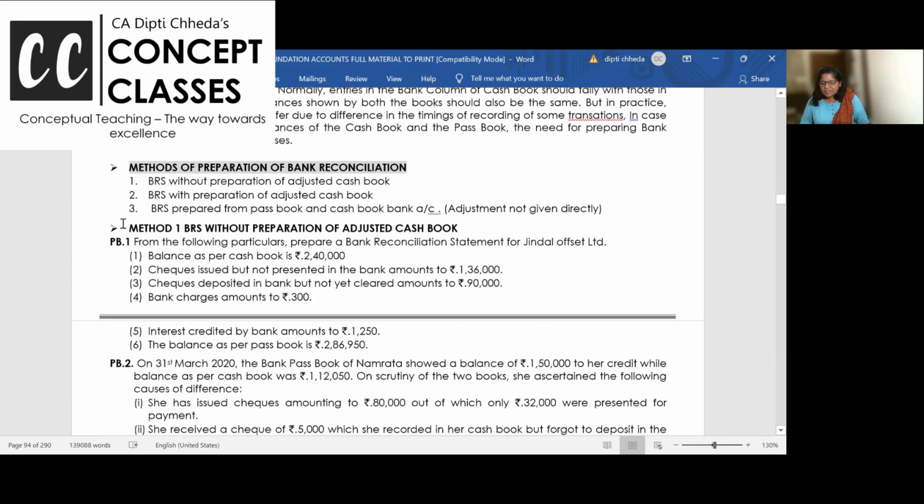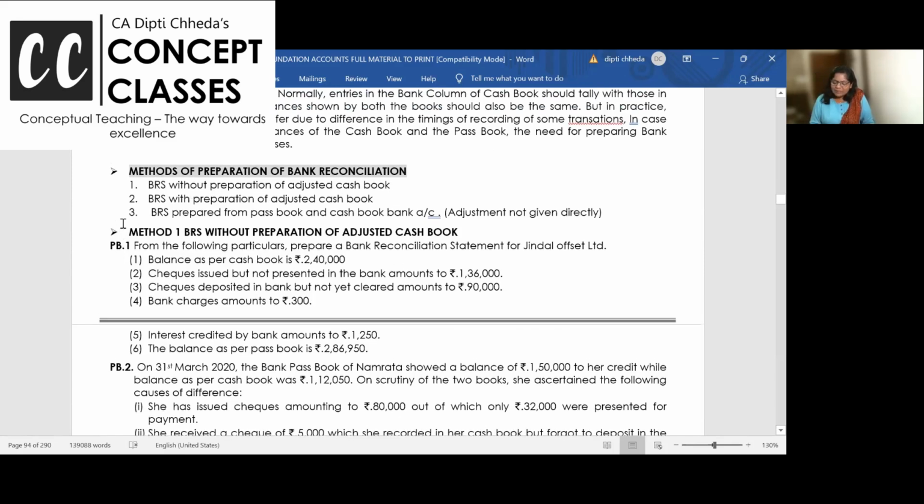So what are the reasons? I hope now you are clear with all the three methods: BRS without the preparation of adjusted cash book, BRS with cash book, and BRS when cash book and passbook are given. Adjustments are not given ready to you. So here we complete this topic called BRS.